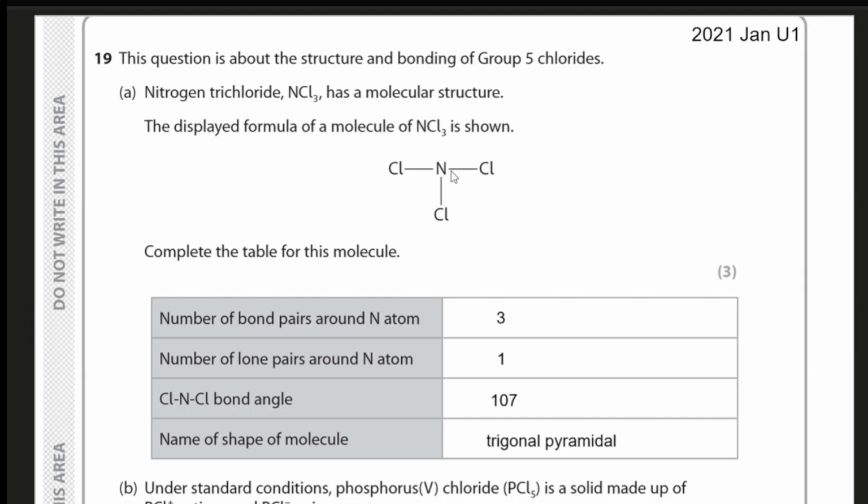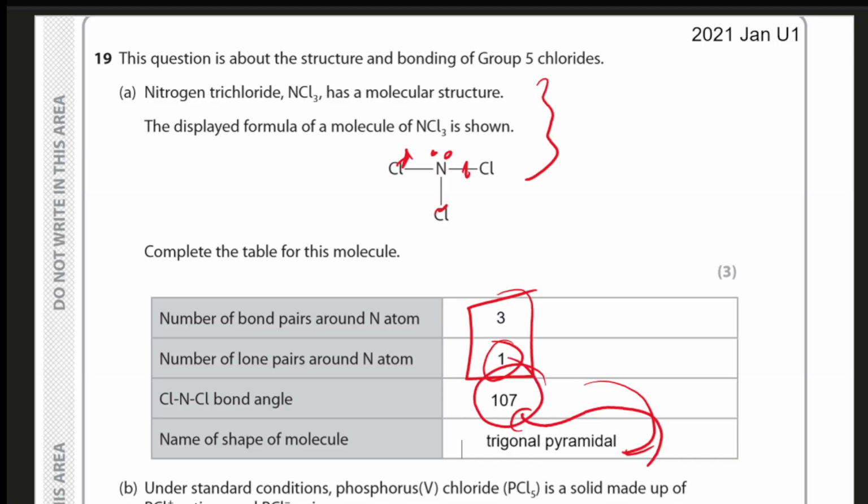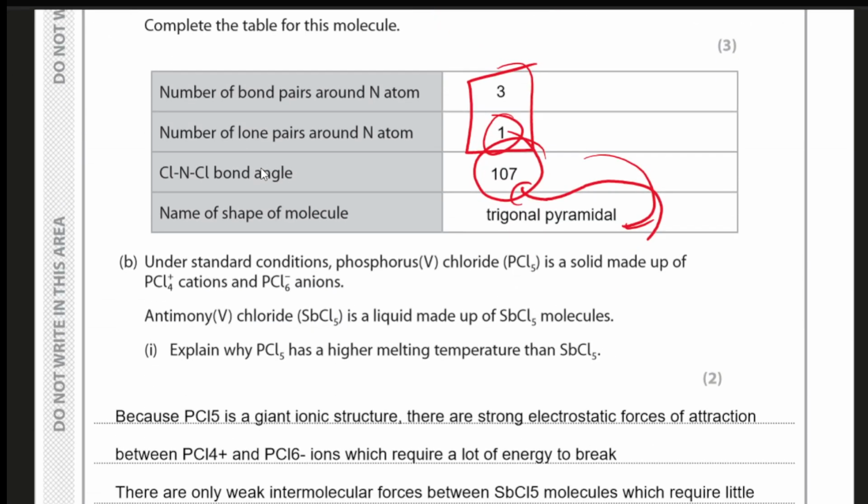The question here is about the structure and bonding of group 5 chlorides. They told you nitrogen trichloride has a molecular structure, and this is the displayed formula of a molecule of NCl3. They told you to complete the table for this molecule. If I check the number of bond pairs around the nitrogen atom, we have 1, 2, 3 bond pairs, and nitrogen has one lone pair. Now we know that 3 bond pairs and 1 lone pair tend to give a trigonal pyramidal shape, which obviously has a 107-degree angle. So this is the answer.